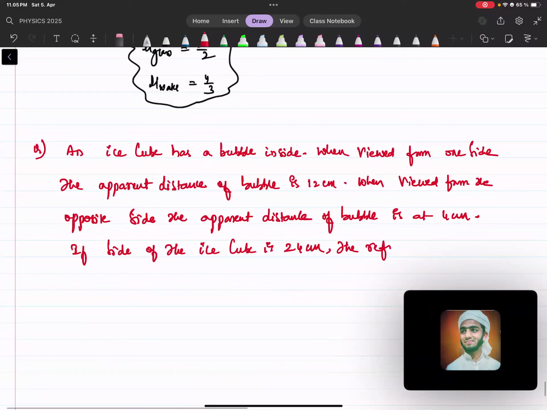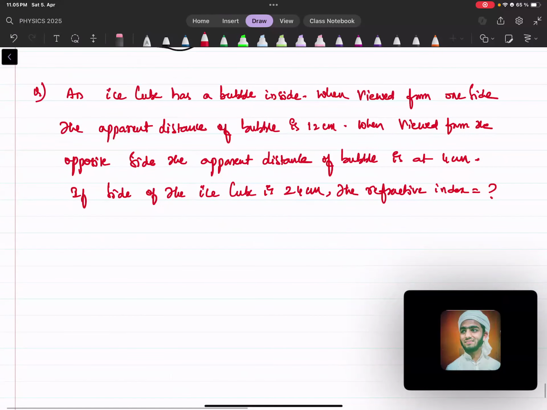The refractive index is equal to how much? Shall I try to do it? First option is 4 by 3. Second option is 6 by 5. Third option is 2 by 3. And fourth option is 3 by 2. Sure. Try to do it, beta.